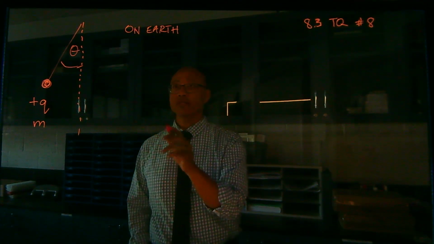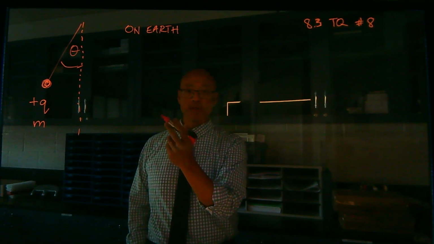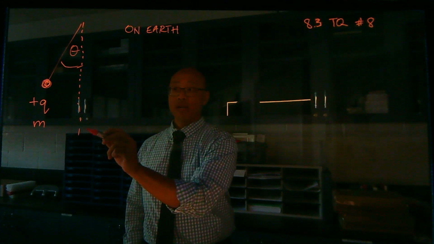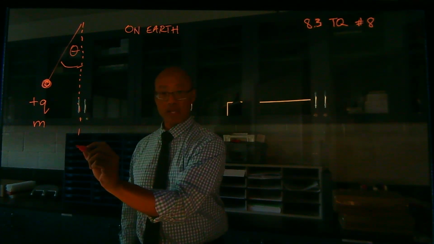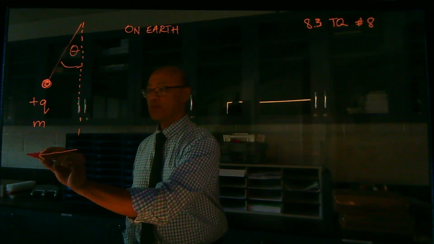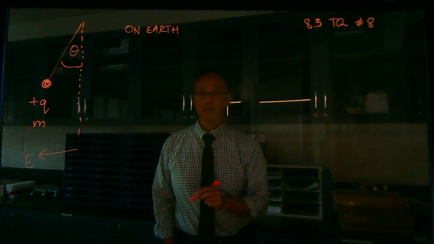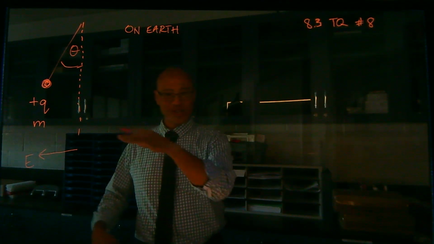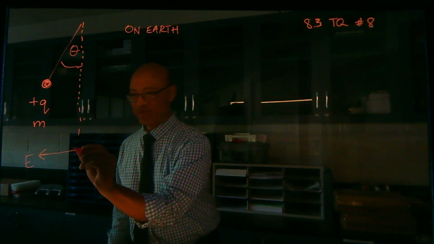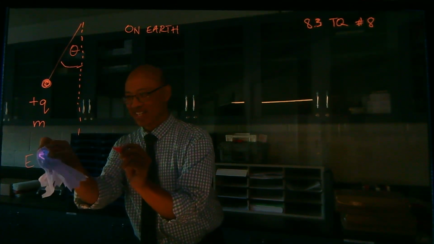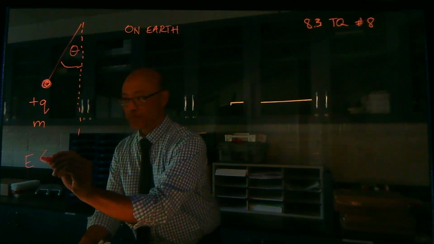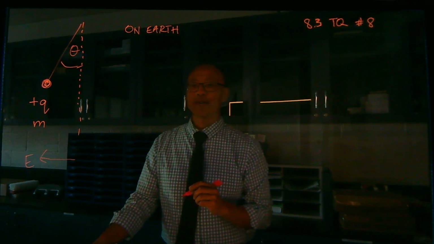So the first thing is we're told that there's an electric field. If this positive charge is being pushed that way, then hopefully you can tell that that's enough information for you to go, oh, the electric field must be going this way. Okay? And that's supposed to be a horizontal line. Let me try that again. There we go. Horizontal line that way.